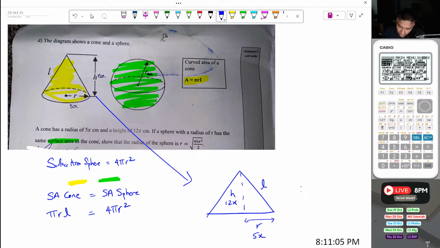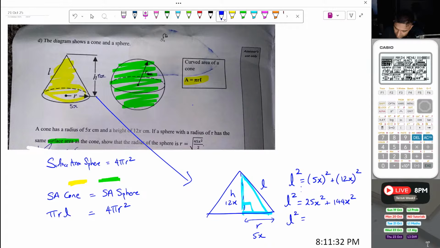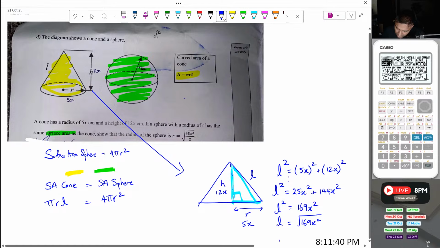The way we're going to figure out L is, we've got a right angle triangle here. Because we've got a right angle triangle, we can say L squared is equal to (5x) squared plus (12x) squared. So L squared is equal to 25x squared plus 144x squared, and then L squared is equal to 169x squared. L is equal to the square root of 169x squared, which gives us L is equal to 13x.